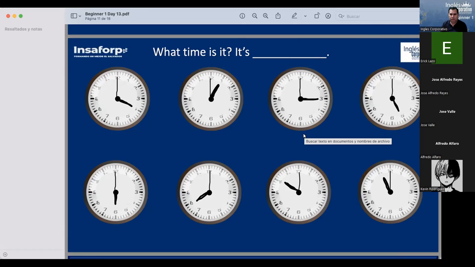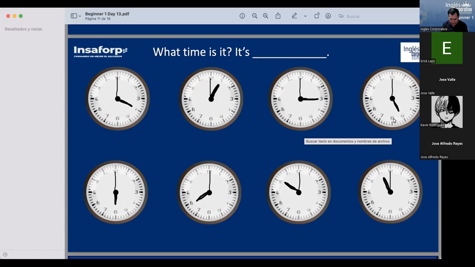And in this one it's 3:00, or 3 a.m., or it's 3 p.m. in the afternoon. It's 5:00, or it's 5 a.m., or it's 5 in the afternoon, or it's 5 in the morning.